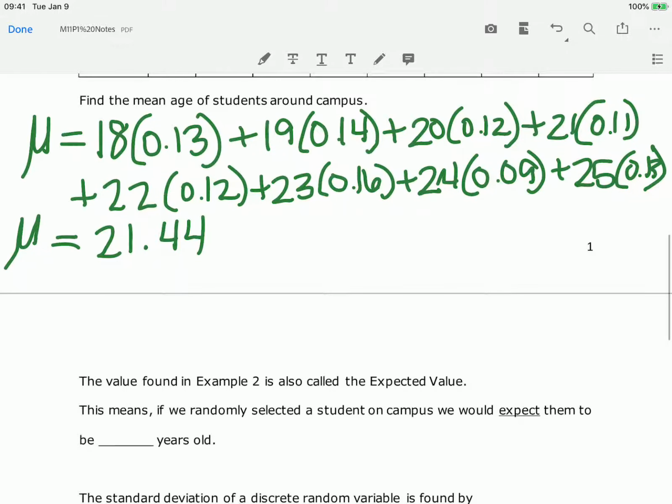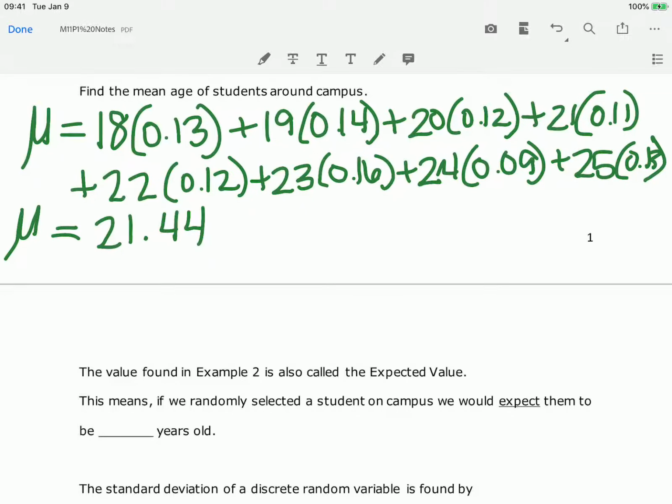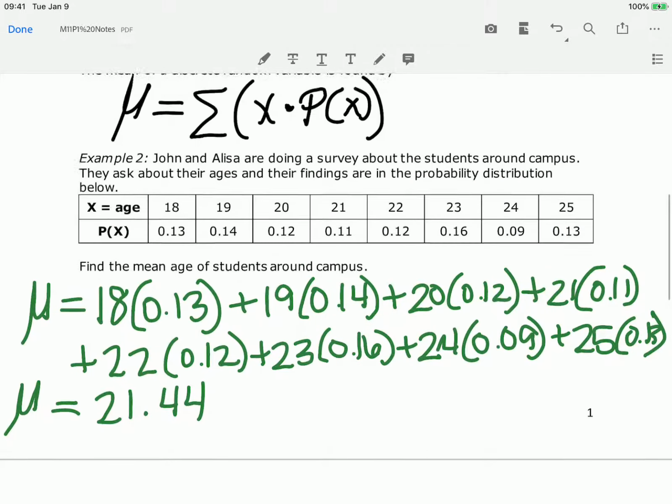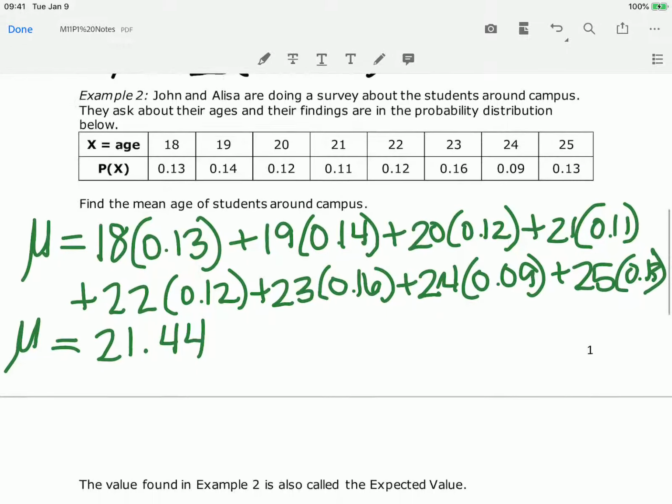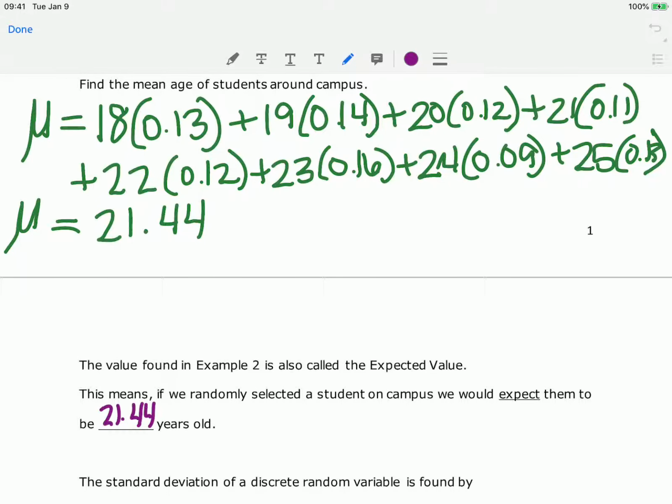This value is also known as the expected value. This means if we were to randomly select a student on campus, we would expect them to be 21.44 years old. So the mean and the expected value have the same meaning and they are calculated the same way. I'm going to say that one more time. The mean of a probability distribution, what we found up here, the mean age, and the expected value are the same thing, and they are calculated the same way.